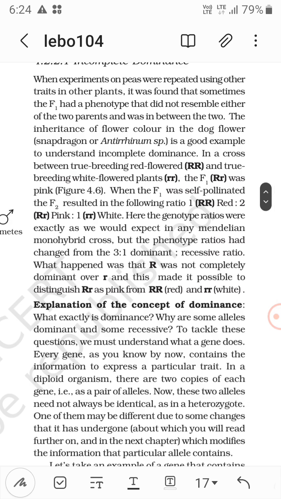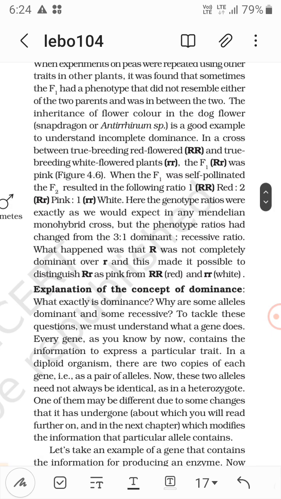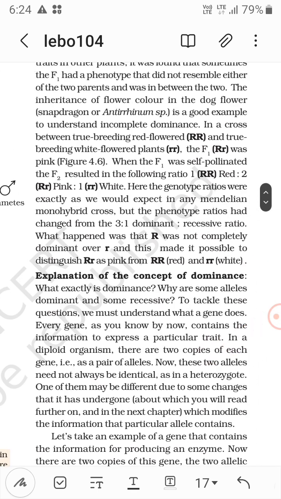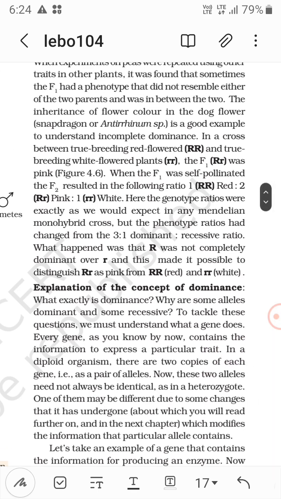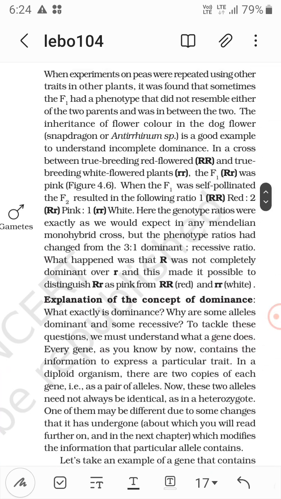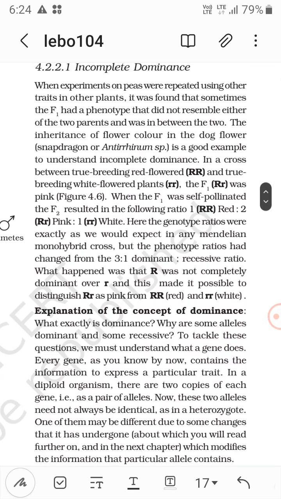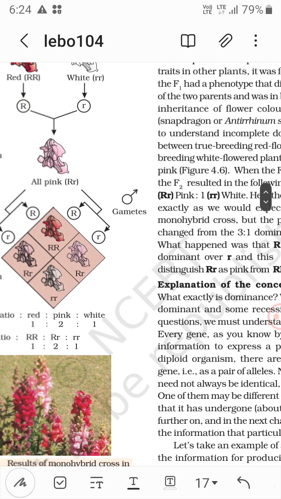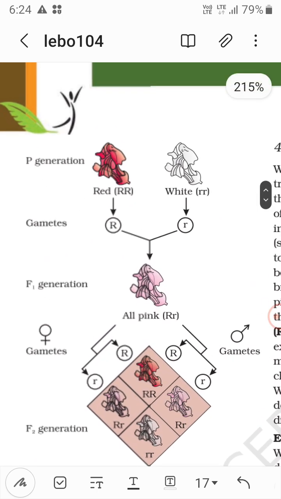So in a cross between the true breeding red flowered plant, that is capital R, and the true breeding white flowered plant, that is small r, the F1, capital R small r, was pink. Now the F1 was pink, right? So when the F1 was self-pollinated, the F2 resulted in the following ratio: capital R, capital R, red; capital R small r, pink; and small r small r, white. So 1:2:1.